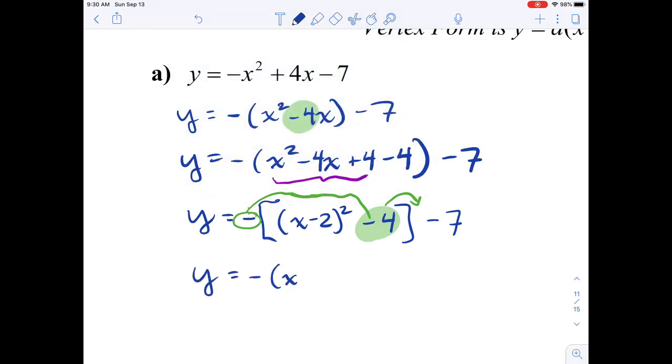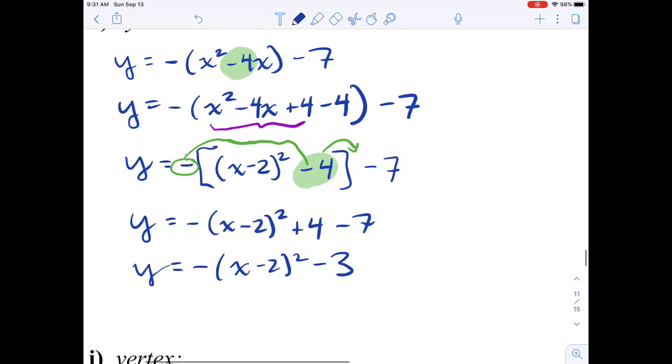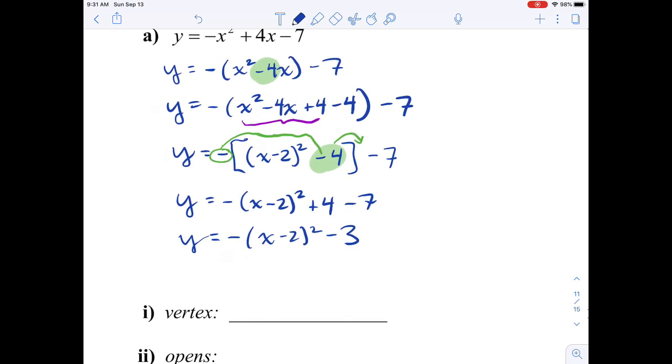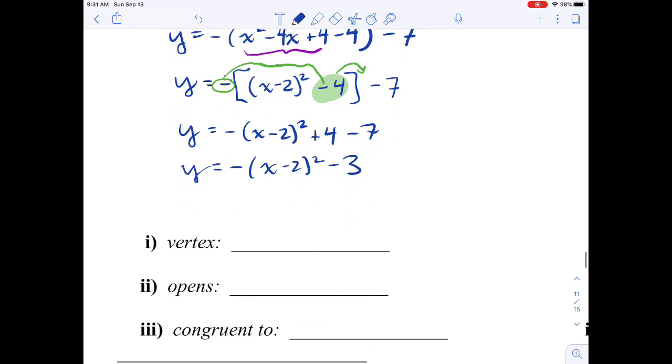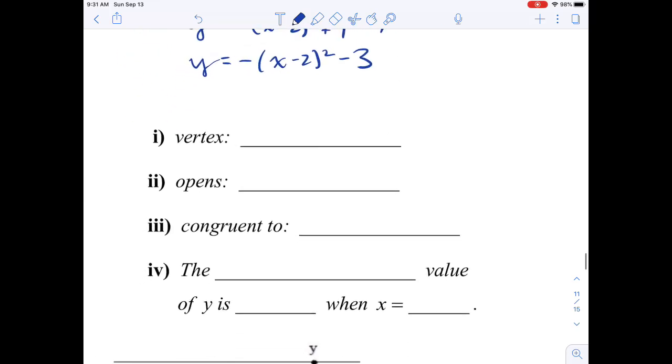So now I have something like this, and then I have a plus 4, but I still have a minus 7. And then those last two terms can just be combined together. So it's y equals negative (x minus 2) squared minus 3. So now it's in vertex form, and now I've got everything I need to start breaking down all of these important key characteristics.